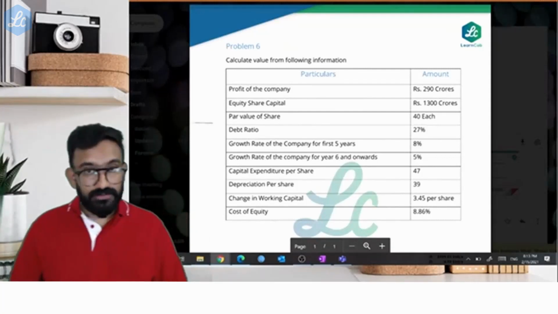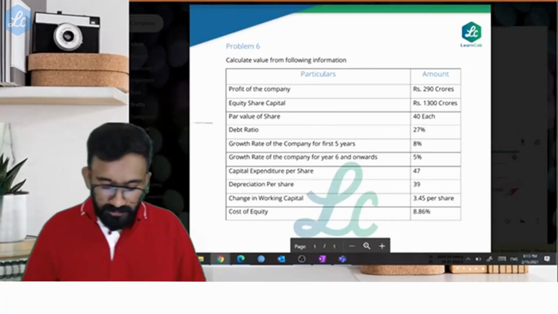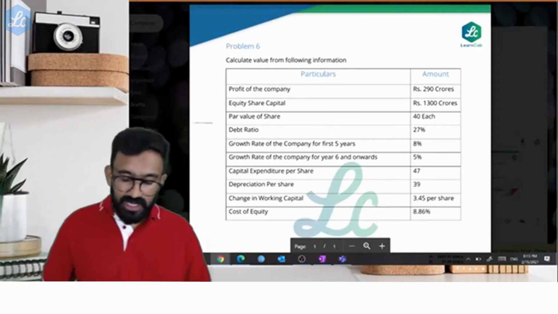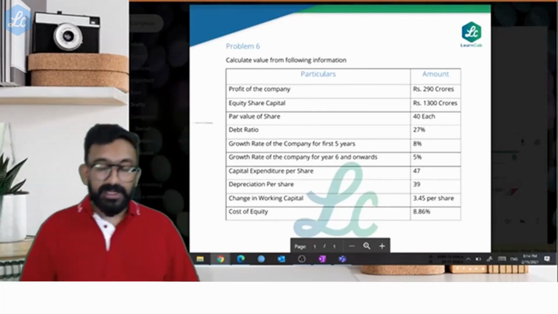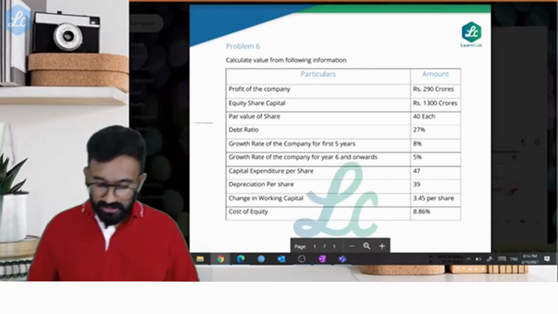Growth rate of the company for the first 5 years, which means they're actually trying to give you 2-period growth. For the first 5 years it is 8%, and the growth rate for year 6 onwards is 5%. From there, it's constant growth. Capital expenditure per share is 47. Depreciation per share is 39.